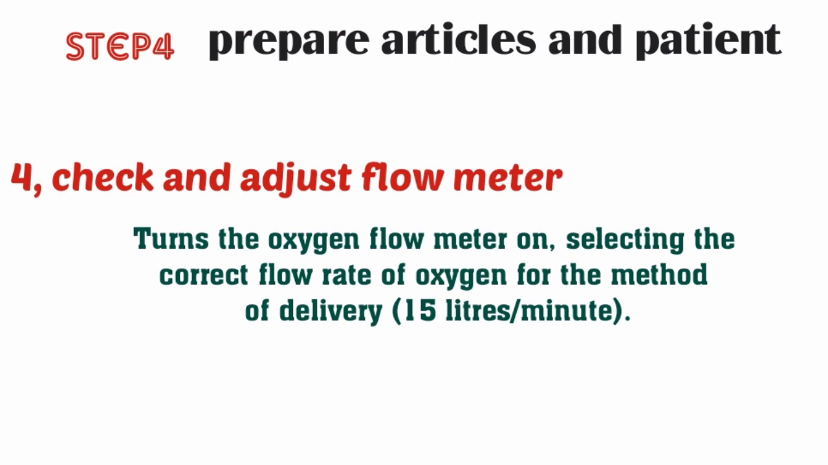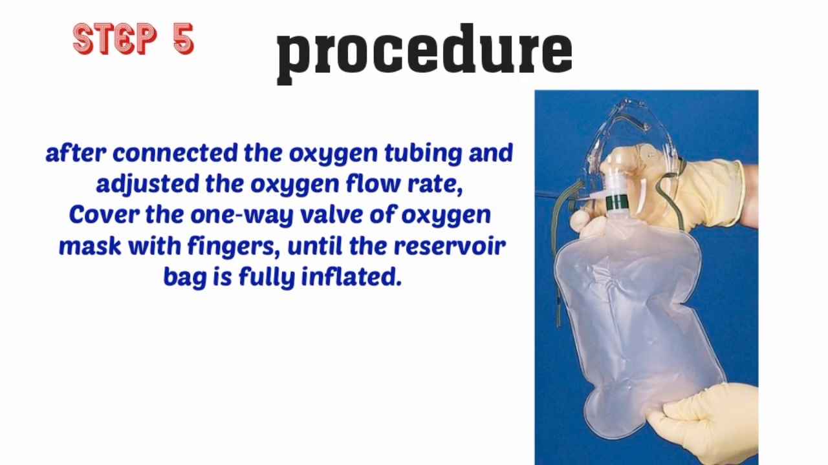After connecting the tubing to the flow meter, turn on the oxygen flow meter and select the correct flow rate of oxygen, that is 15 liters per minute for the reservoir mask. After connecting the oxygen tubing and adjusting the flow rate, cover the one-way valve of the oxygen mask with fingers until the reservoir bag is fully inflated. Make sure you wear gloves or use a sanitizer before touching the inner part of the oxygen mask.